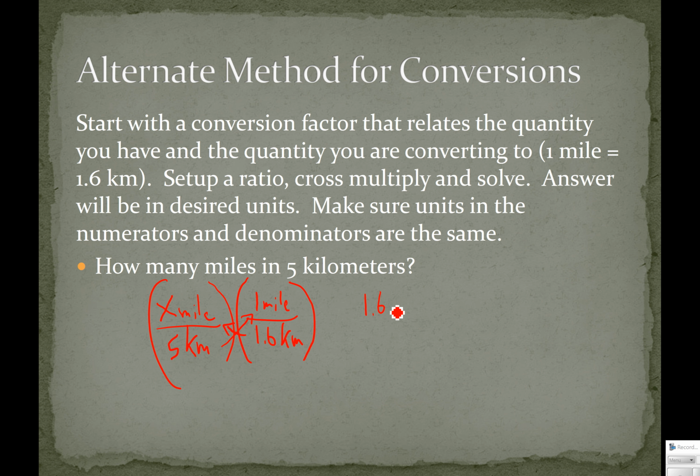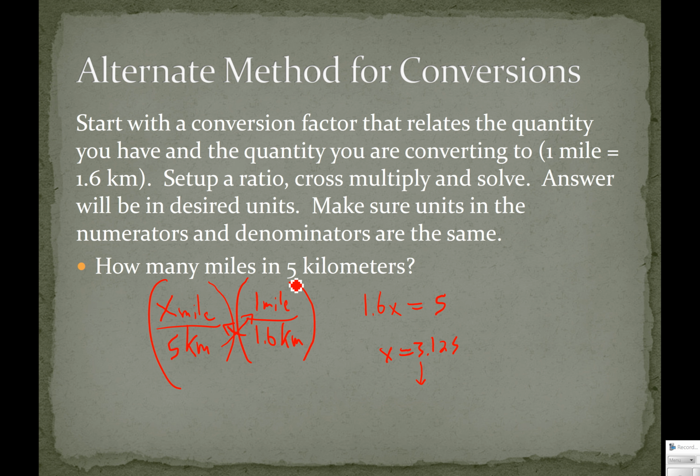We get 1.6 x is equal to 5. And we get an x value, or x miles, which will be equal to 3.125. We'll convert our final number into significant figures.